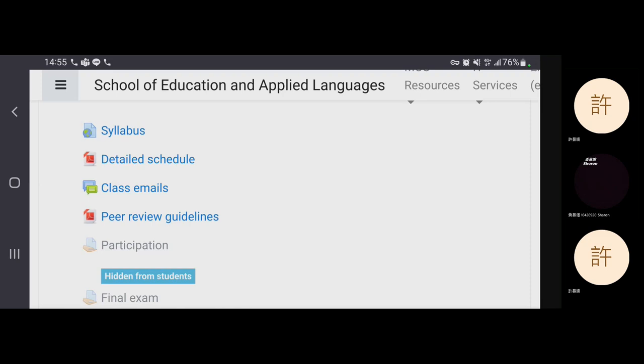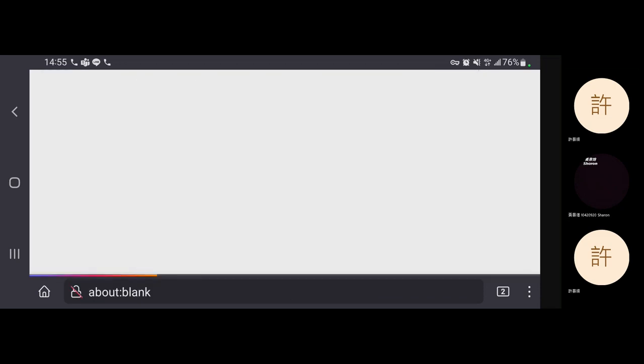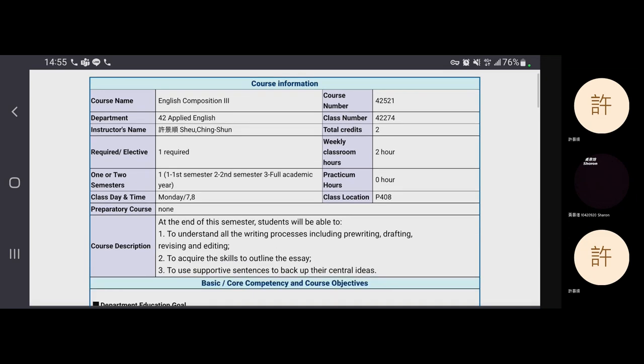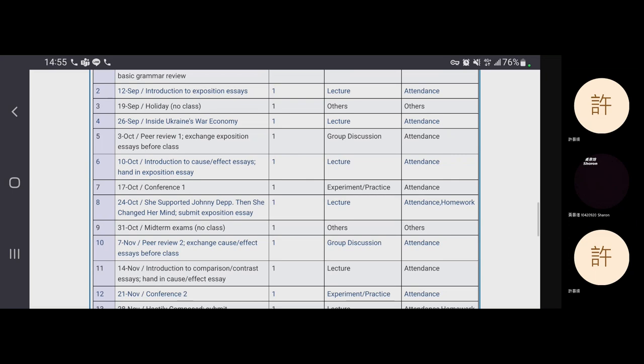In any case, it's a good idea at least once a week to check here or to check on Microsoft Teams just in case. Although the best thing to do would be to check your school email. Peer review guidelines. Okay, I'll talk about that a bit later. Then we have, let's take a look at the syllabus. I'll talk about the detailed schedule a bit later.